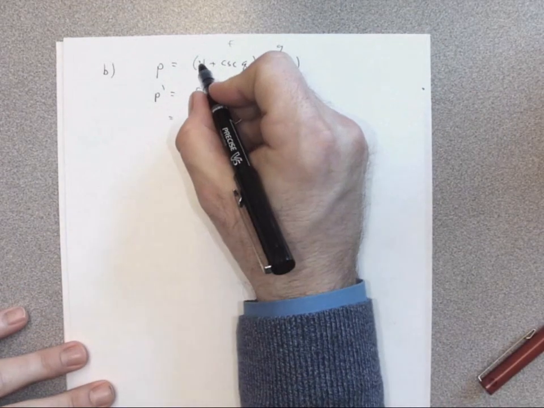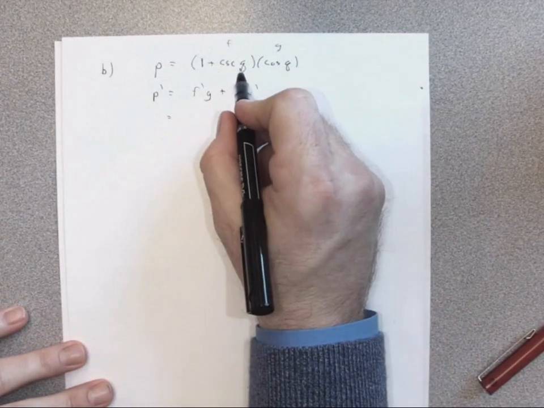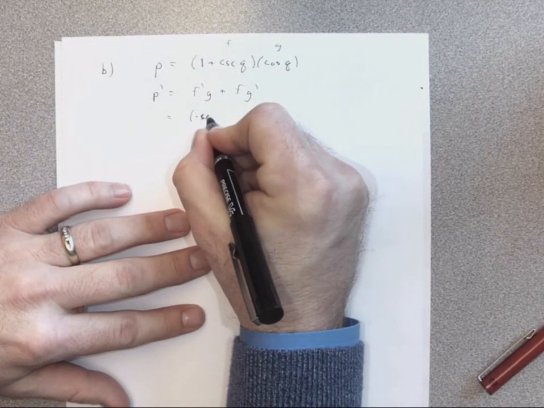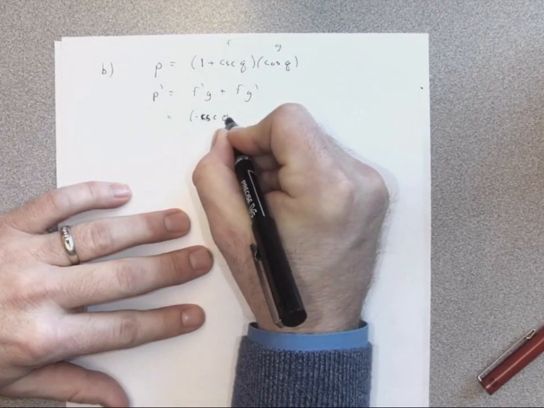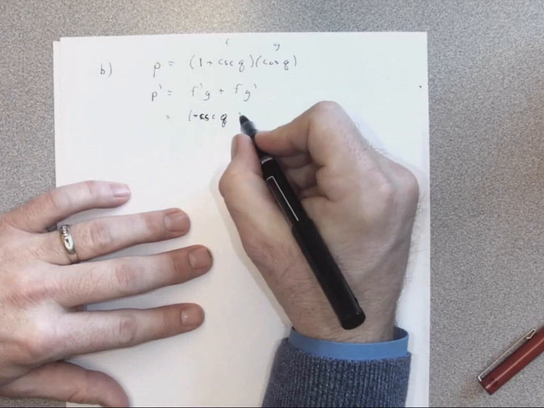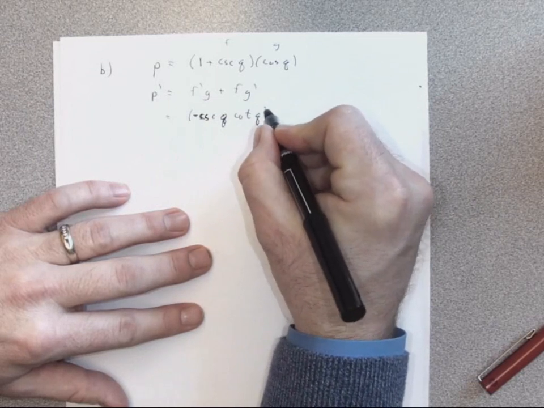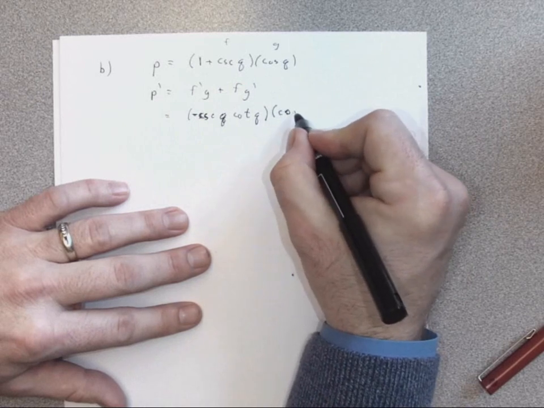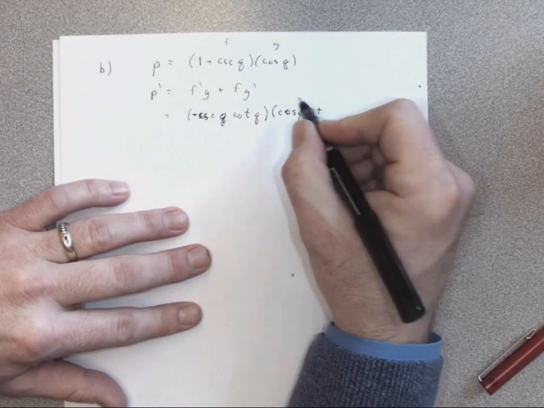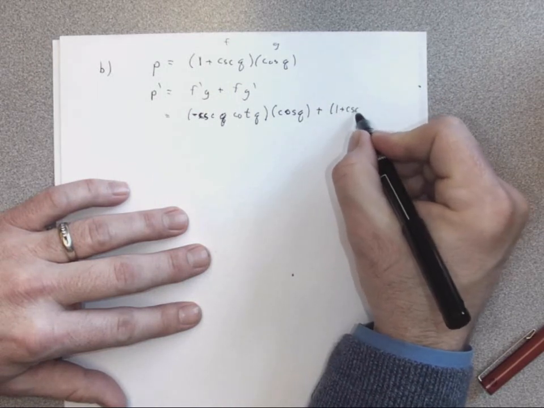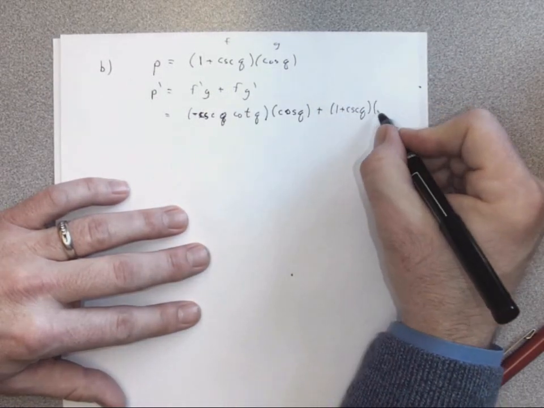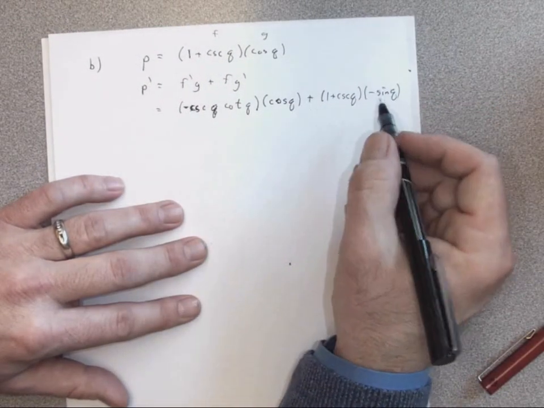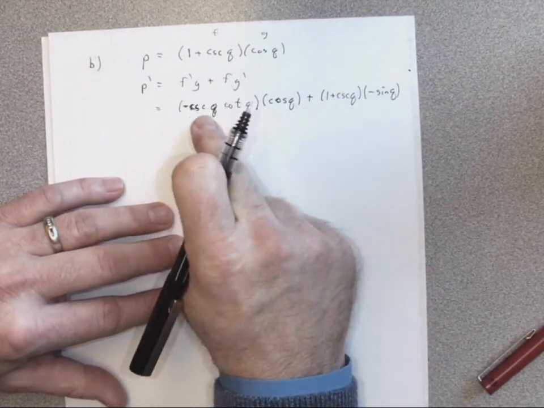So, back to here. Derivative of 1 is equal to 0. The derivative of the cosecant of q is going to be equal to minus the cosecant of q times the cotangent of q. That's f prime. Times g, which is the cosine of q. Plus f, which is 1 plus the cosecant of q, times the derivative of g, which is minus the sine of q. And then we put these things together.